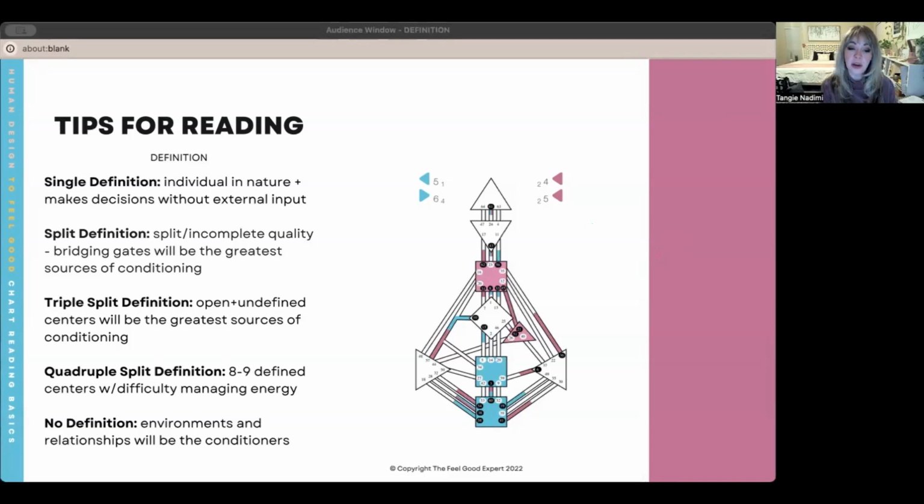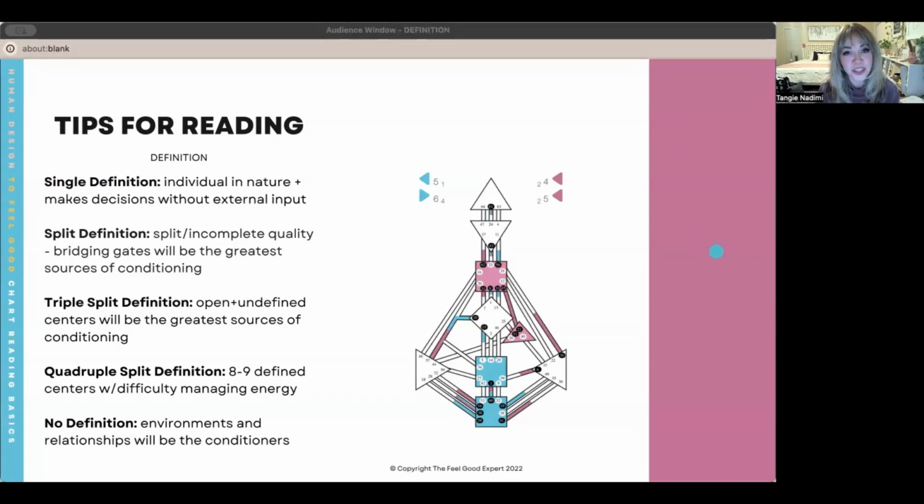Lastly, no definition. For a reflector, environments and relationships will be the conditioners because they are absorbing and amplifying all of that energy. So the suggestion for a reflector with no definition is to find those energy anchors, to find the lunar cycles and understand how that impacts their energy, to find the transits and understand how that creates an impact, to compare and contrast this environment versus that one, this relationship versus that one, so they can begin to understand that they are reading energy all of the time and they can begin to anchor into their own energy.